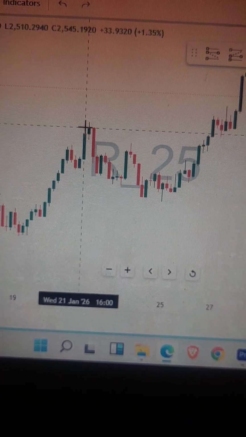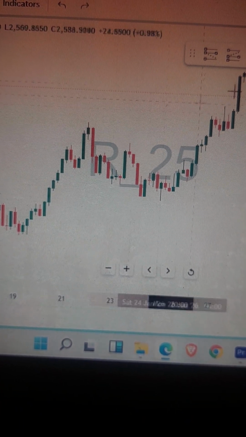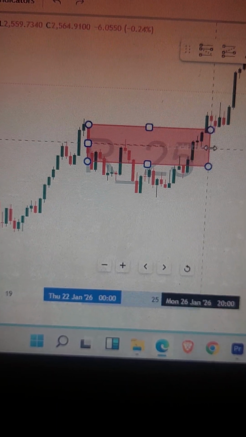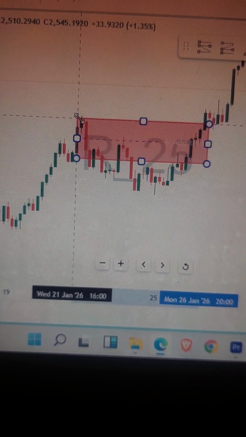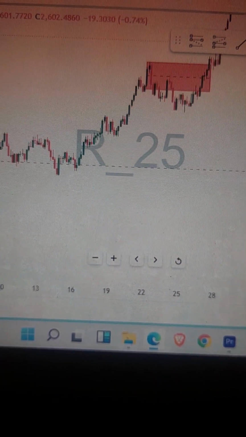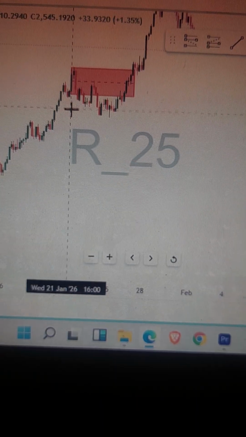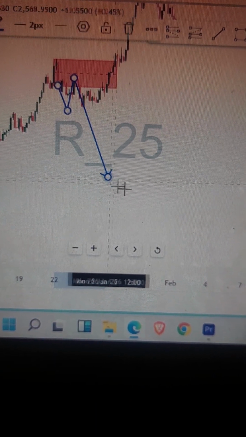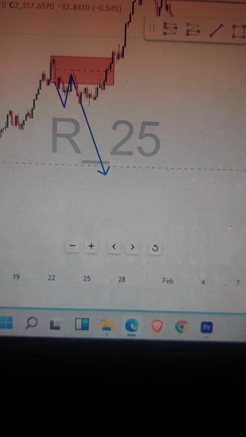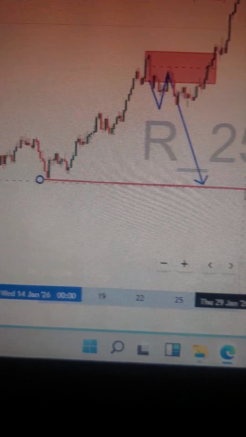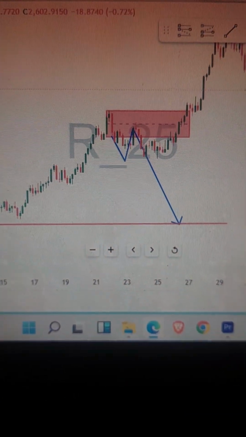A few days ago I gave this setup as a bearish engulfing candle, with the expectation that price would move from it like this and come all the way down here where we have these lows right there.